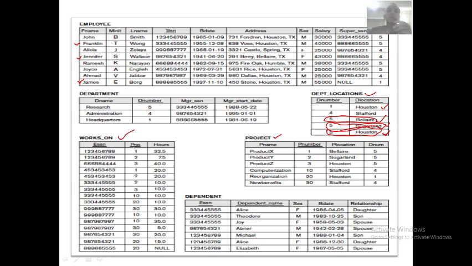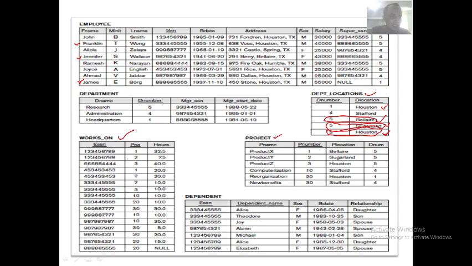So if you take me, this ESSN is 1, 2, 3, 4, 5, 6, 7, 8, 9. Who is this person? Okay, John B. Smith is the person. He is working in project number 1. Which is that project number 1? Product X. Product X is the project number 1.